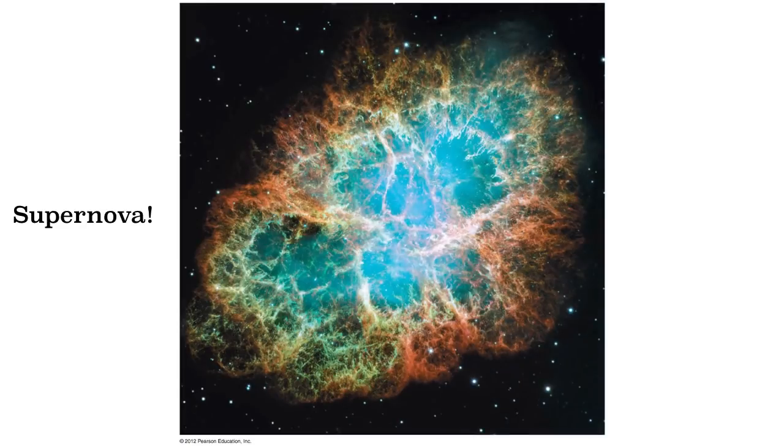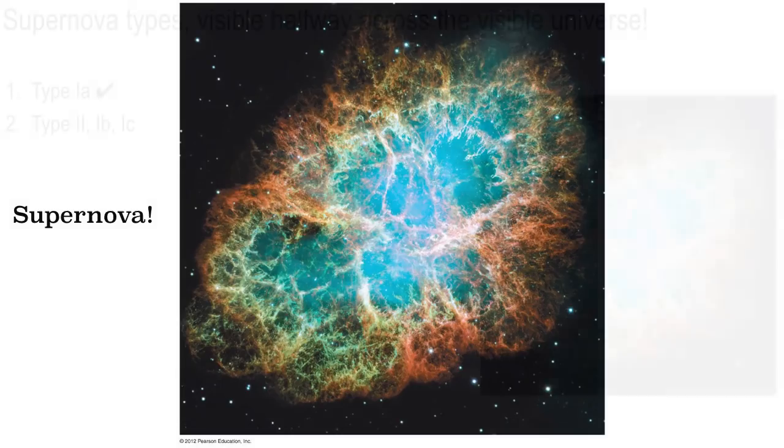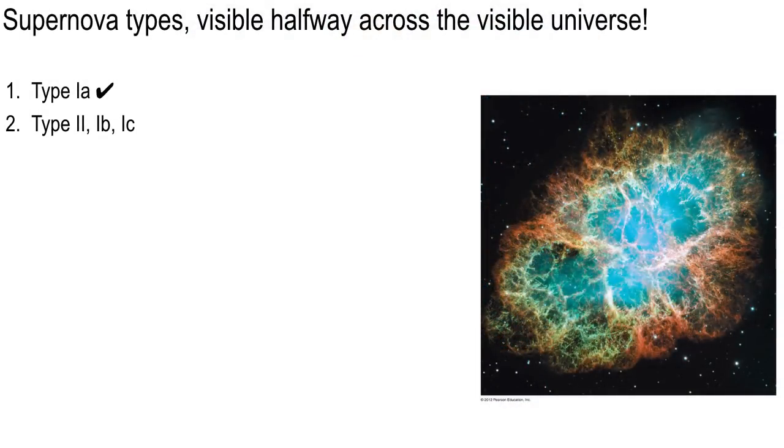Now this image is actually from your textbook. I can't remember which image this is. I should have put it on there, I'm sorry I didn't. This is called the Crab Nebula. It's a supernova from, I think, 1054 AD. I think the Chinese are the ones that made a note of this one, Chinese observers. Okay, so this is, as before, visible halfway across, most of the way across the visible universe.